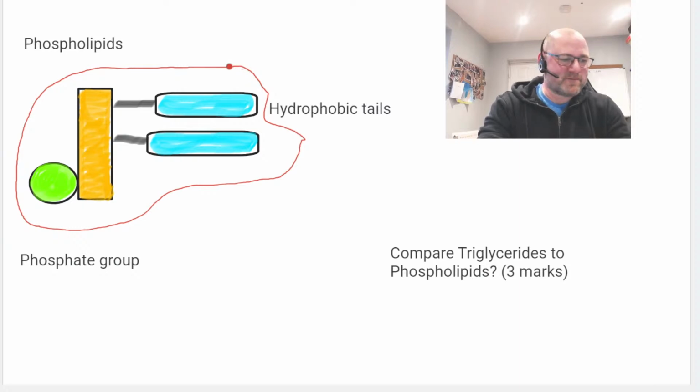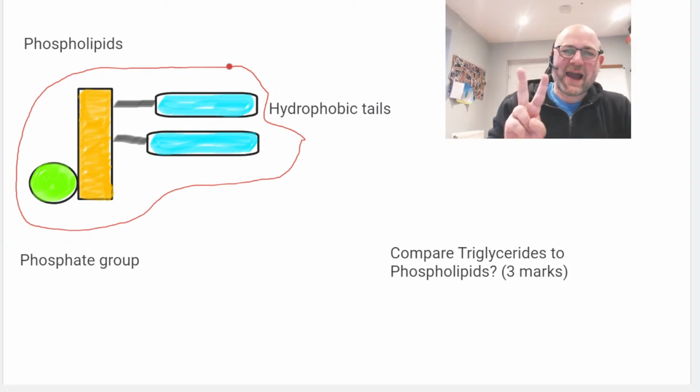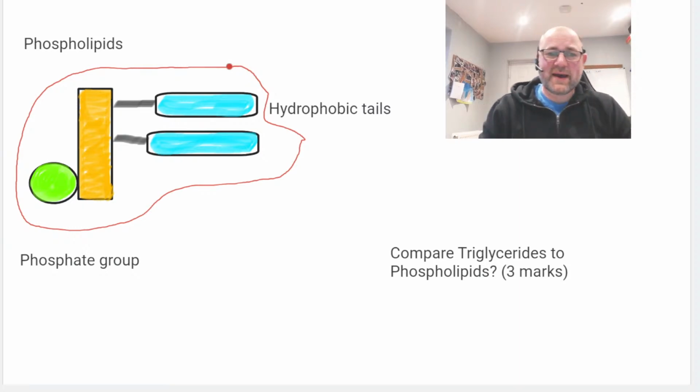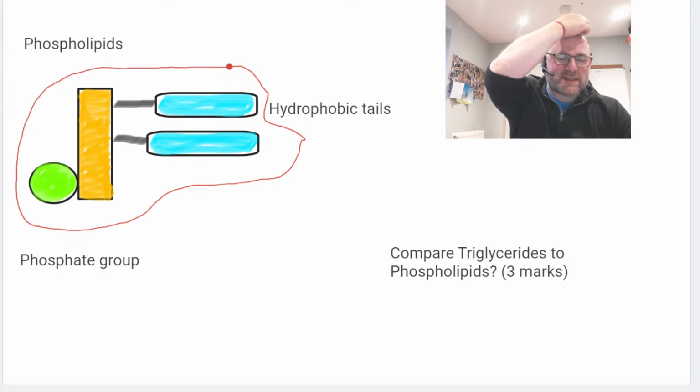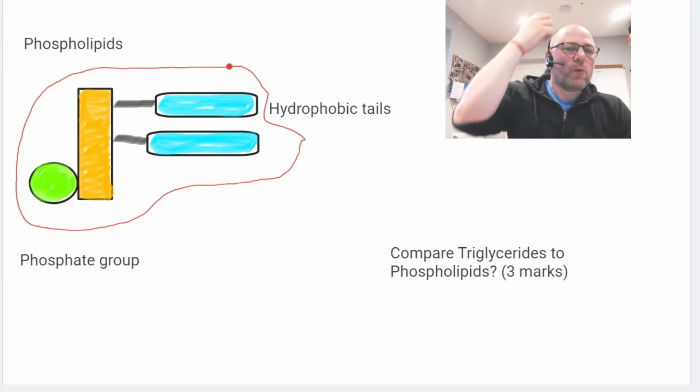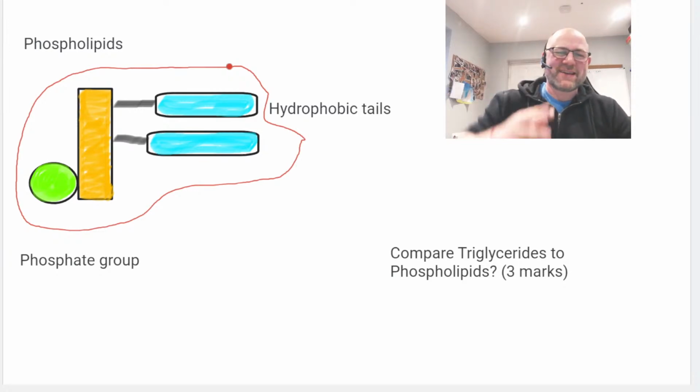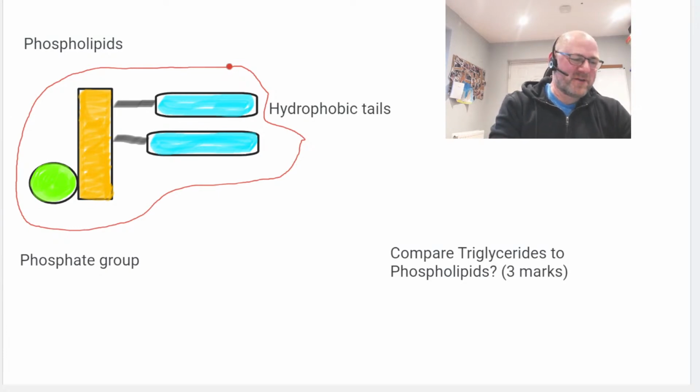What's the difference? How many tails does the phospholipid have compared to the triglyceride? Yeah, there's a difference in the number of tails. We call them a tail, they're not really a tail. They're fatty acids, so we can just call them a fatty acid tail. How many did the triglyceride have, and how many do the phospholipids have?